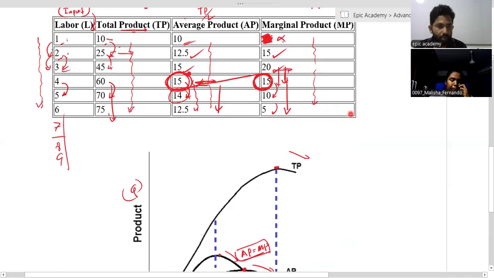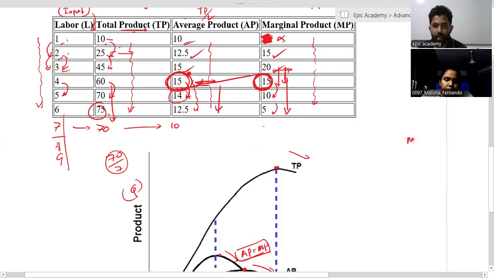As an example, I will show that. If you just consider 75, by using 75 you can produce only 70. Then you can identify 75 is the maximum point for the total production, isn't it? Yes. And then average production: 70 divided by 7. It is just 10. Okay.